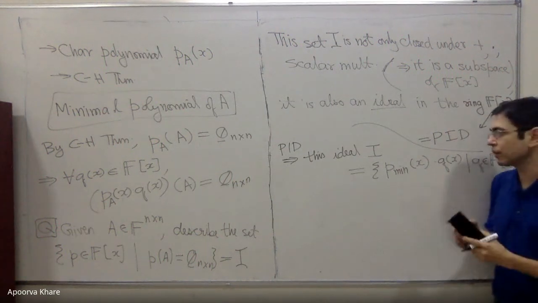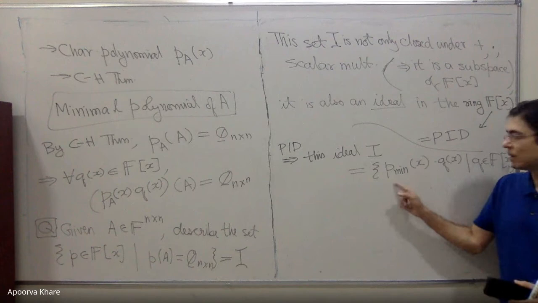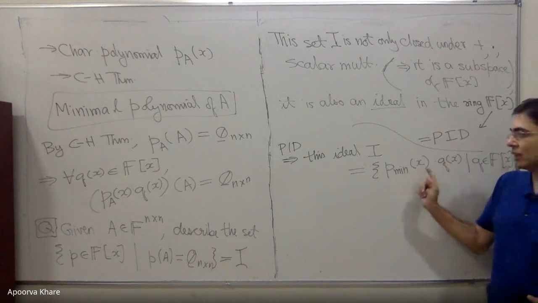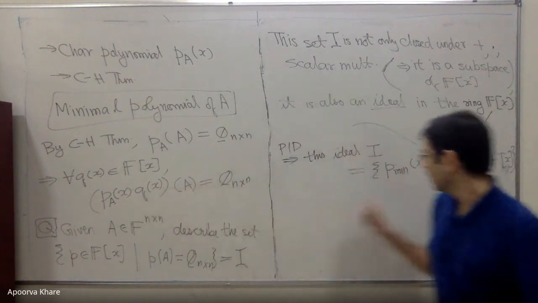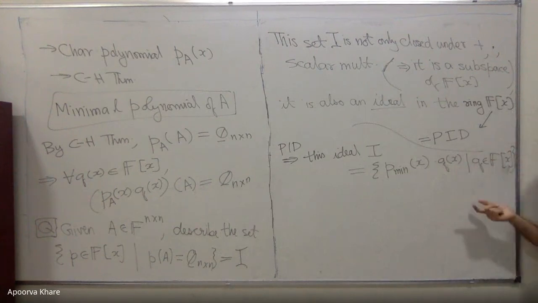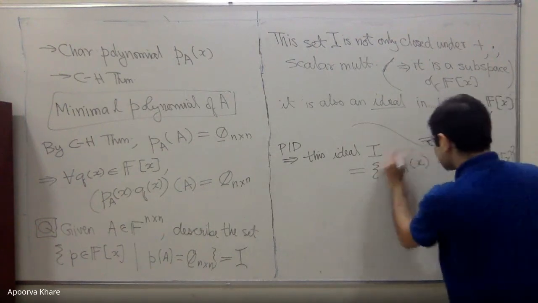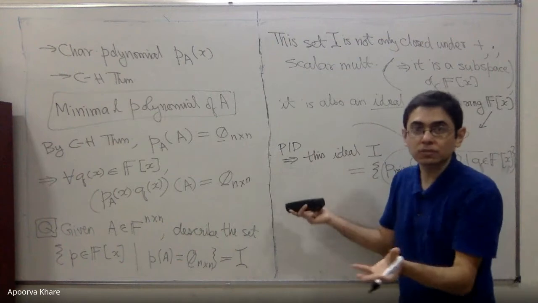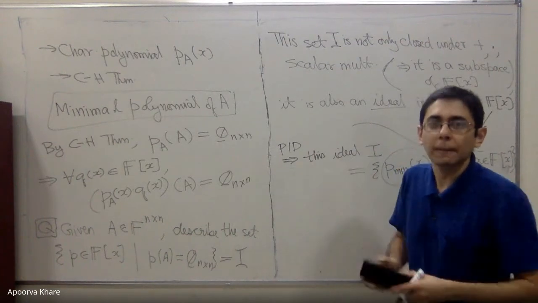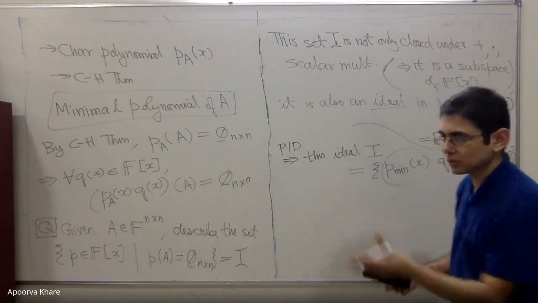So basically there is some polynomial P min such that P min of A is 0, and the moment P min of A is 0, the same kind of thing, P min of A times Q of A is automatically 0 as well. Right? So there is some such polynomial. I'm just telling you this, take my word for it, but now we will actually prove this statement. That's the point of this next result.